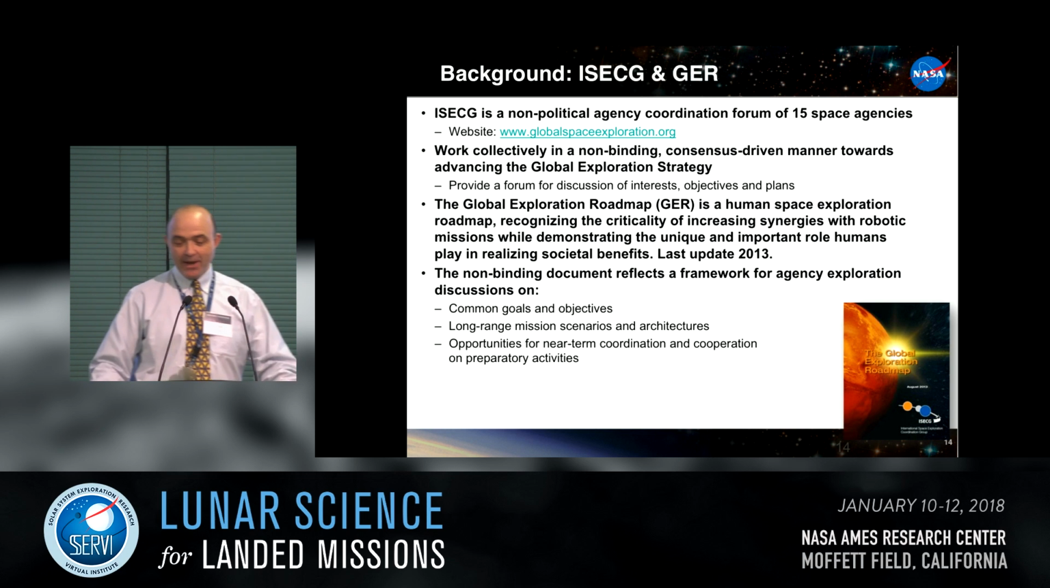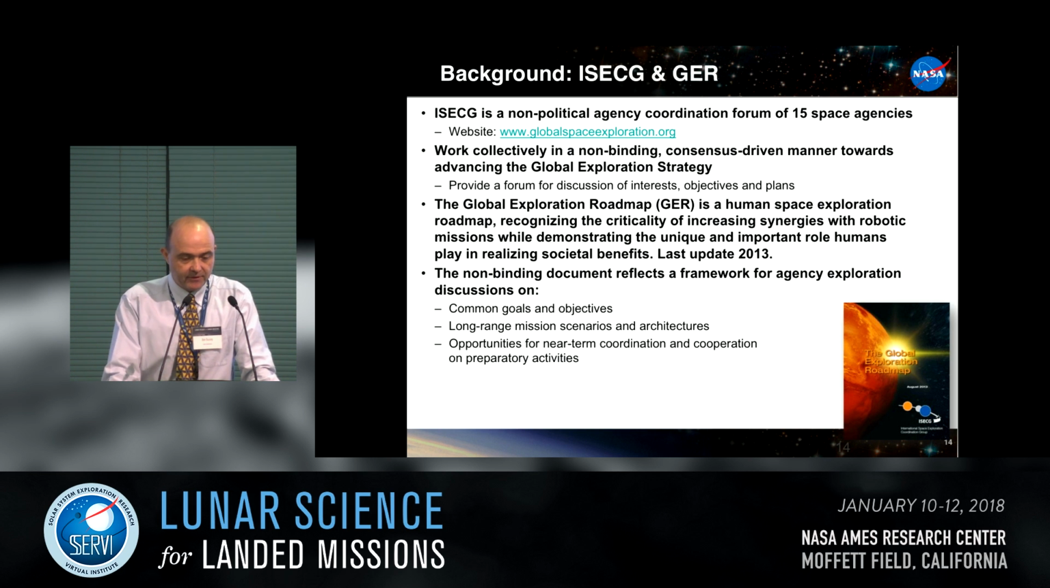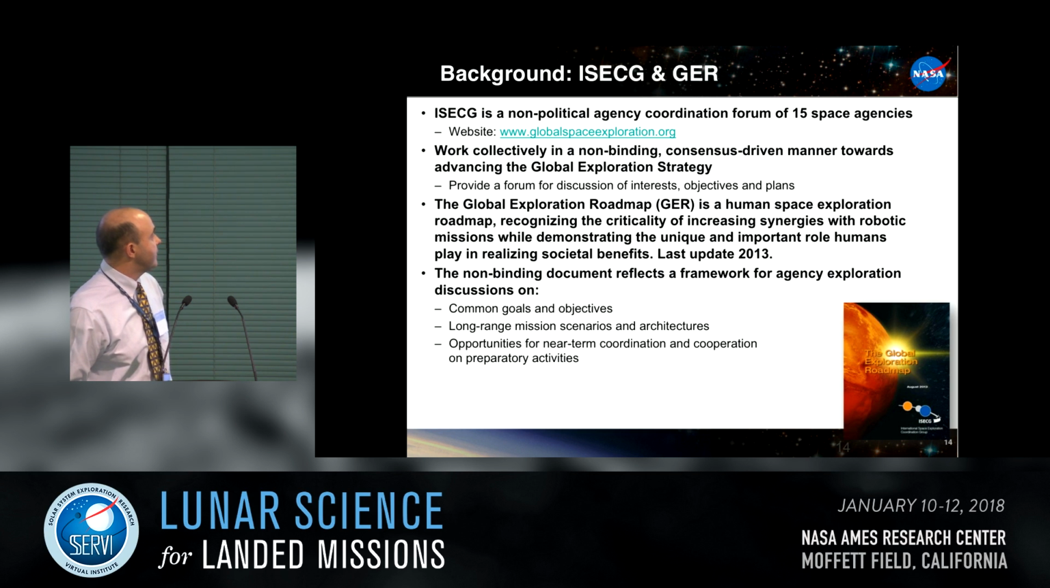Okay, so now staying on time. Now I want to talk a little bit about the International Space Exploration Coordination Group landing sites that have started to pop up, and I think it's very important to put these into a realistic context of what they actually represent and what they don't represent. And so ISECG, many of you know, it's a non-political agency coordination forum consisting of 15 space agencies. Its primary document is the Global Exploration Roadmap. Version 2 of this came out in 2013. Many of you were here at Ames in December of last year for the rollout of version 3, which is expected to happen in the next couple of months.